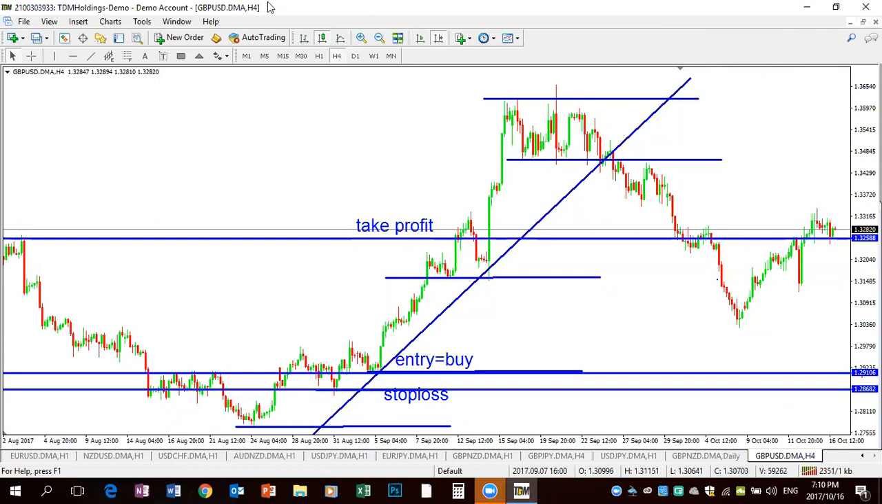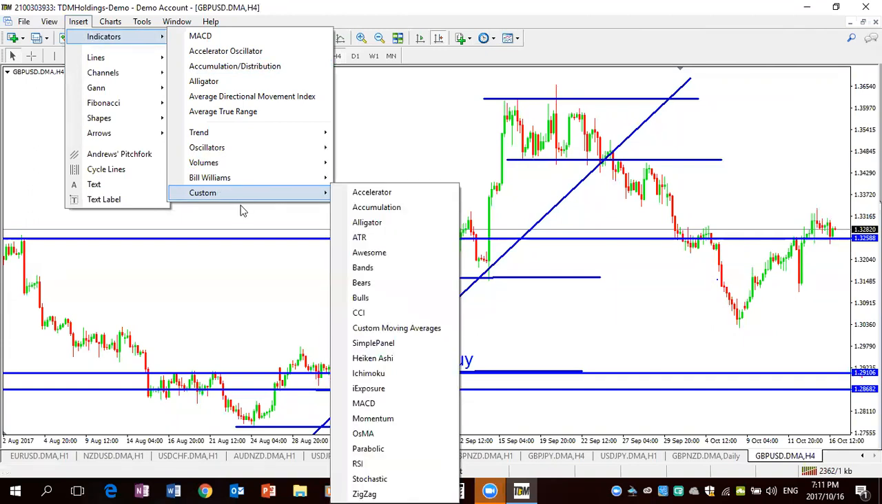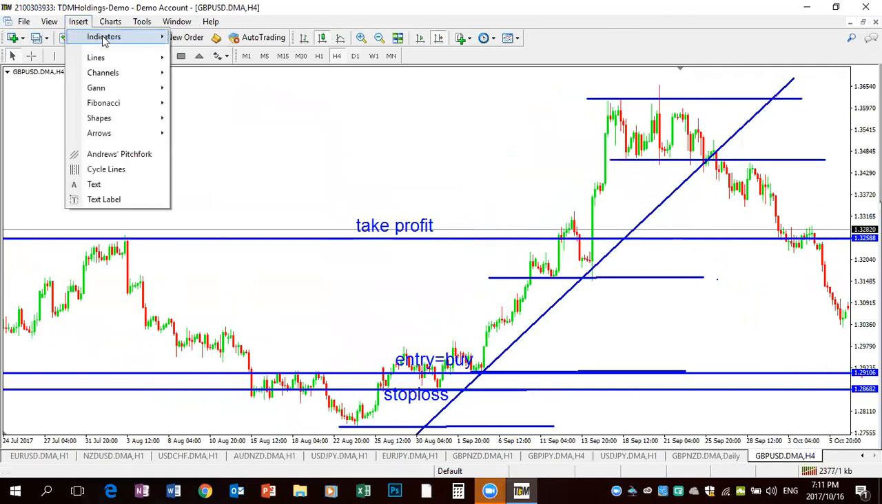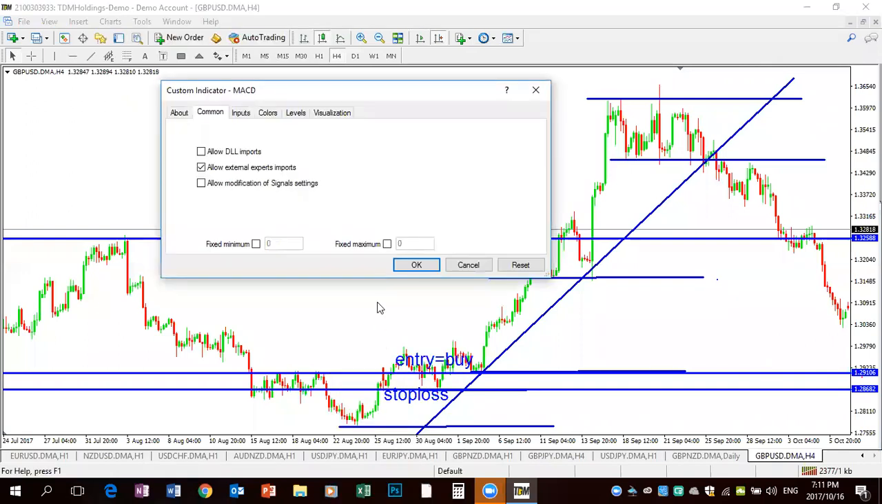Now, where do I get indicators? There is file, there is view, there is insert. You go to insert, indicators, and you go to custom. Now let's do it. Insert, indicators, custom, and you go to whatever indicator you want. Let's start with MACD. Okay, let's start again. You go and say insert, indicators, custom, and you say MACD. All right.